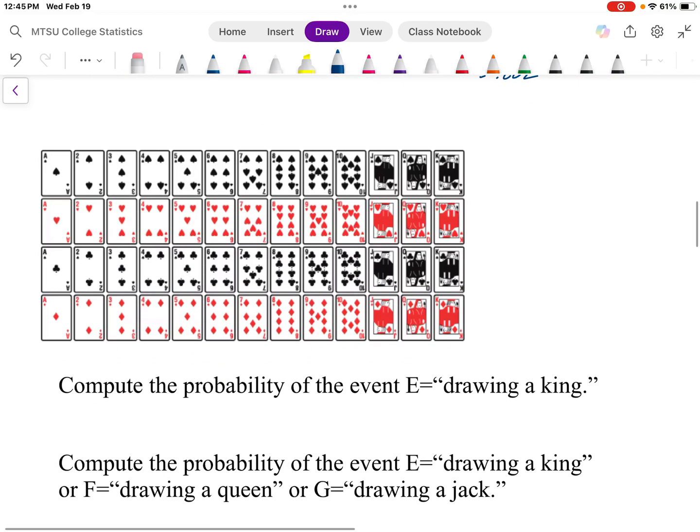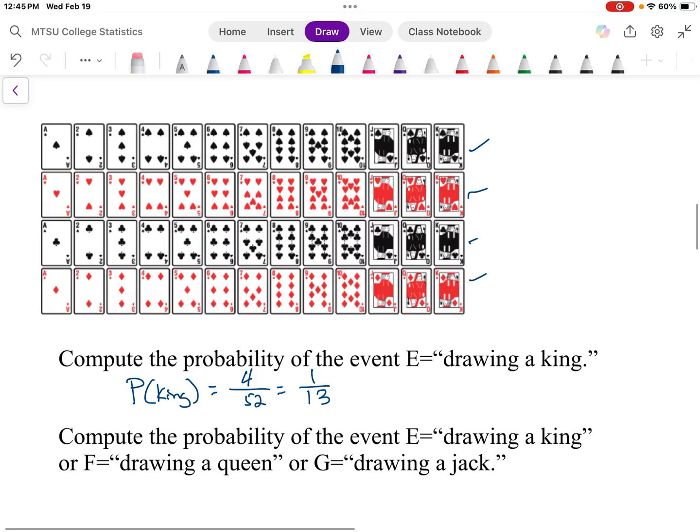So now they say compute the probability of the event E being drawing a king. So the probability that I draw a king, and we're just drawing it one time, so we're not doing successive events, so just one. So with that in mind, there are 4 kings, 1, 2, 3, 4 kings in a deck of cards, over how many cards are in a deck? 52. These problems always involve not using the joker, so that would be 1 out of 13.